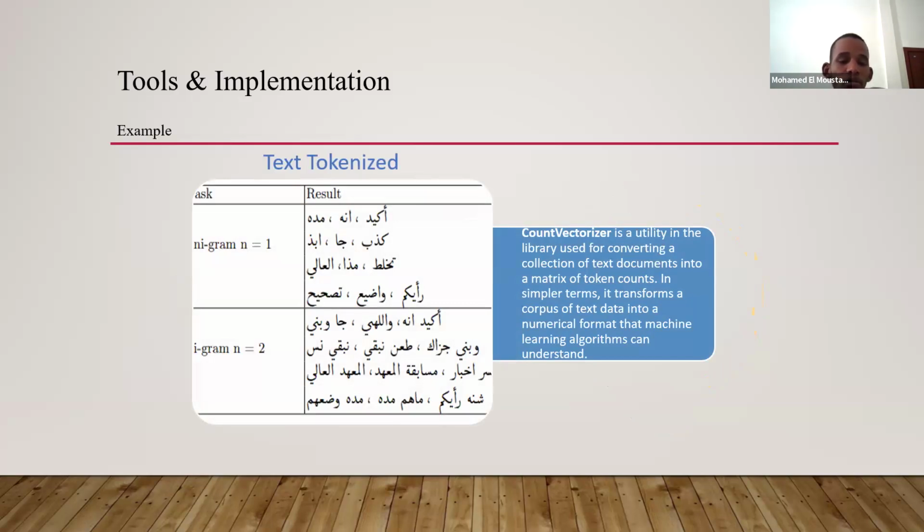We use the bag of words and TF-IDF, term frequency, model with n-gram n equals 1 and n equals 2. We can notice that there is a small difference between n equals 1 and n equals 2. With n equals 1, it divides the whole sentence into tokens, and comparatively, n equals 2 is longer than the one before.